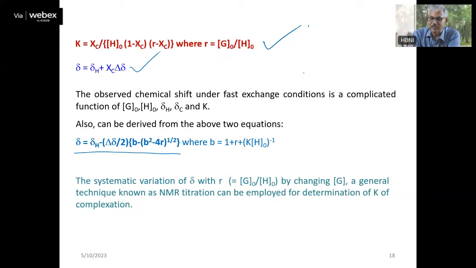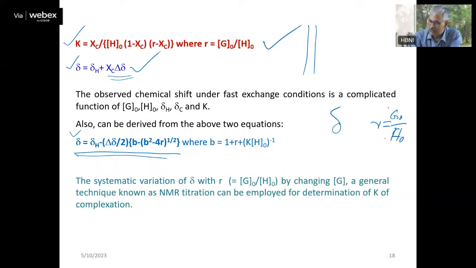This I'll give you as an assignment. Using these two equations, you have to take the parameters, what is Xc, what is delta delta, and how you get this, that you have to derive. So finally, when you measure, you will get a delta value, and you have R equal to G0 by H0. So what you will do is plot delta versus R. Delta you will be getting, and R you can change.